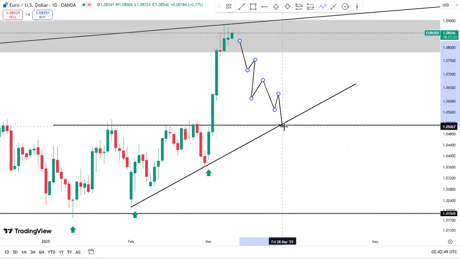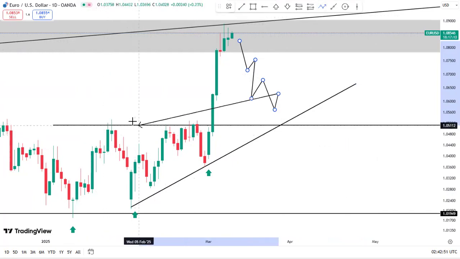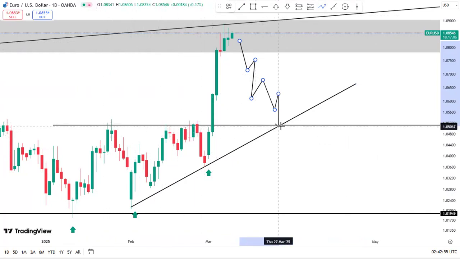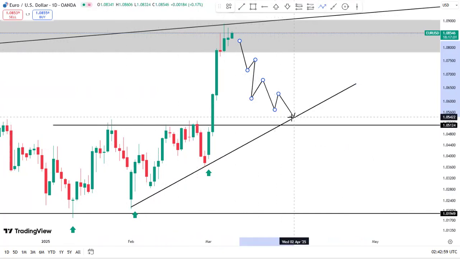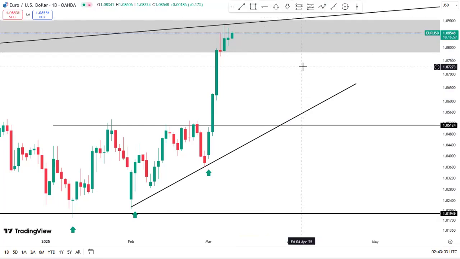Now you know that, okay, here you had a resistance, it was broken. So the higher the chance that they're gonna respect this level, because we have a break of structure in a trend line. Traders who are trading support and resistance, they're gonna step in there. Traders who are trading trend line, they're gonna step in there as well. So that now we see what is actually happening from this time frame.